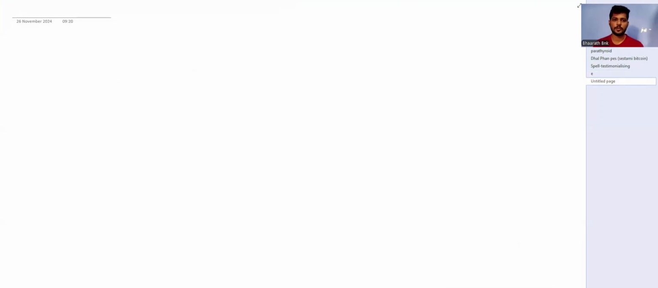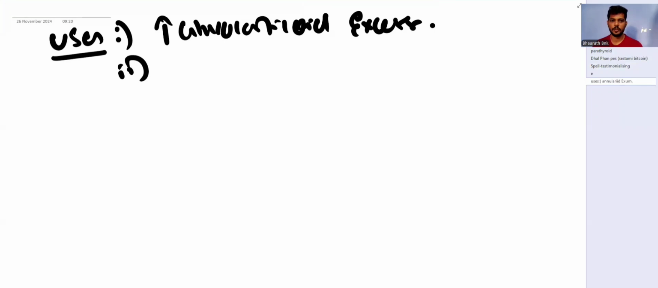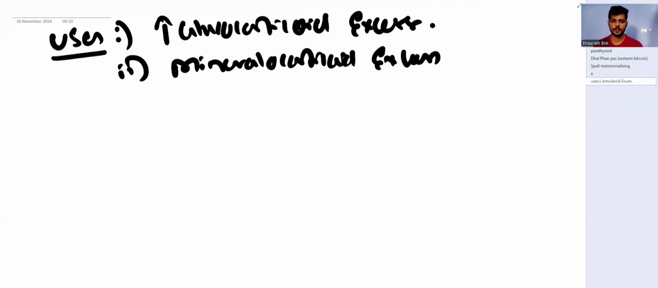In case of cortical tumors, it can be used for glucocorticoid excess or for mineralocorticoid excess, or tumors that secrete the mineralocorticoid, and also for the evaluation of adrenal incidentaloma.